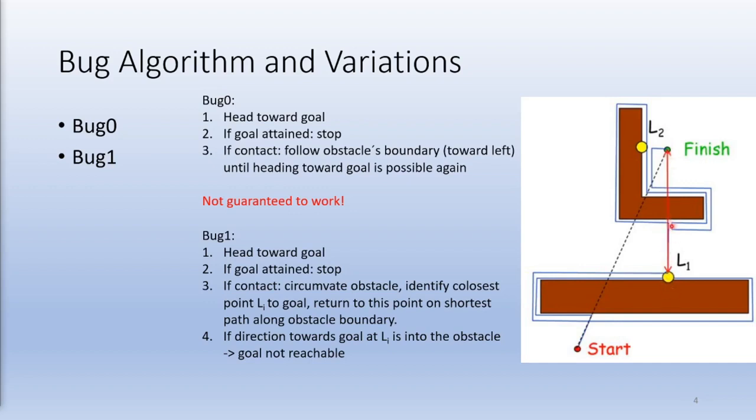Once again here, he hits an obstacle. He moves completely around the obstacle, and during this circulation phase, he detects once again the closest point to the finish. Then he moves back to this point, and from there he moves to the finish.